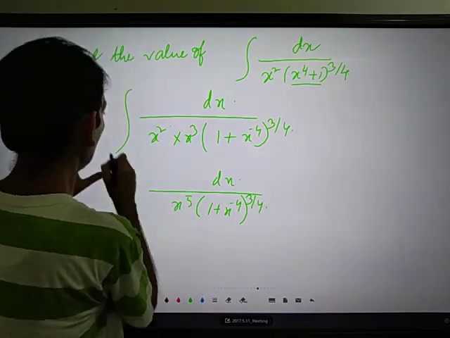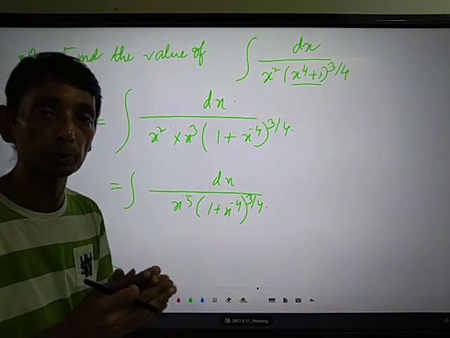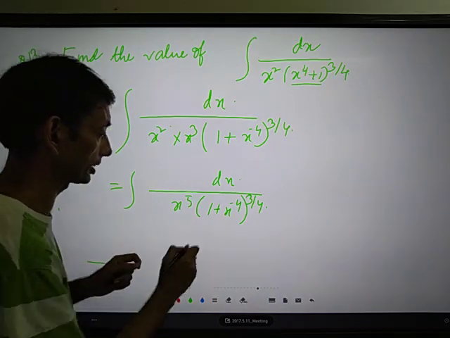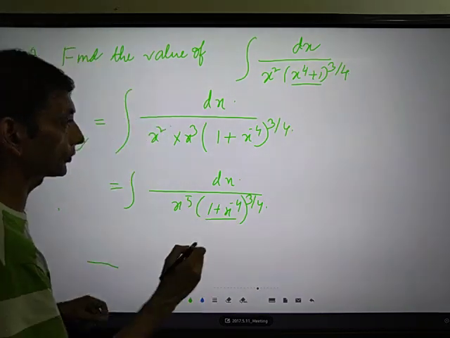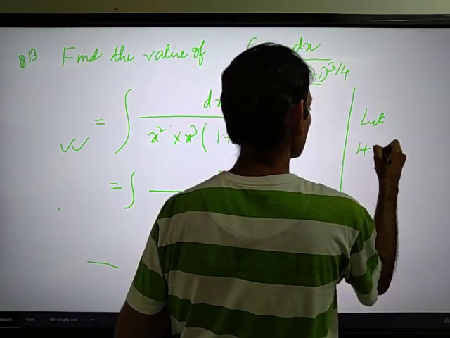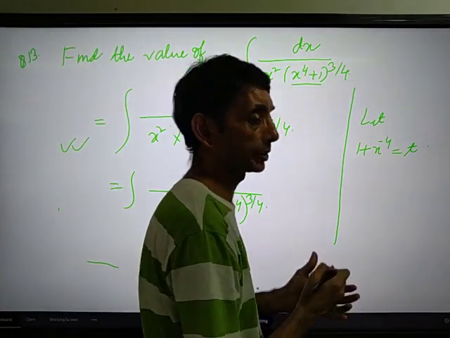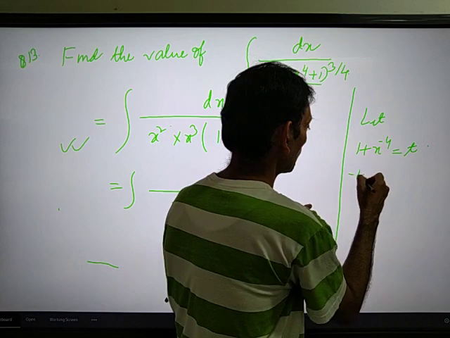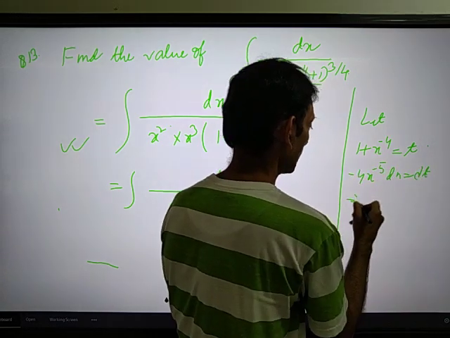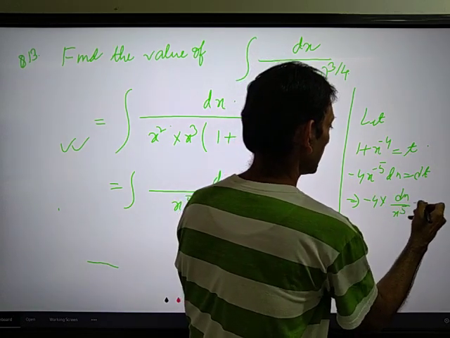I think the moment you start with the steps, the remaining steps will be very simple. I'll just go for our substitutions now. What are we going to substitute? Let 1 plus x to the power minus 4 equal t. Let's see the differentiation of this. So this gives us minus 4 x to the power minus 5 dx is equal to dt. That means minus 4 into dx by x to the power 5 is equal to dt.